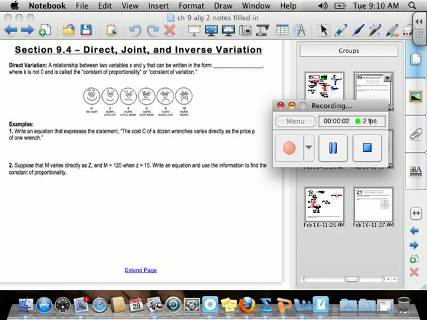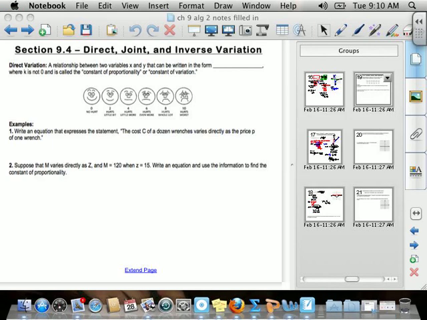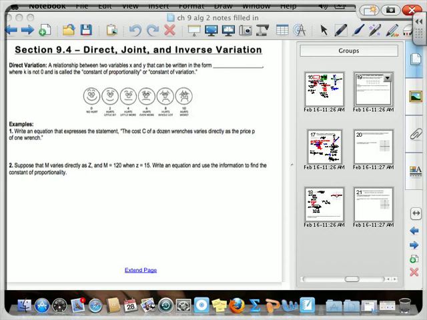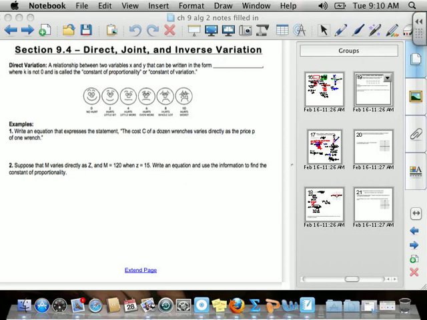All right, section 9.4 is on direct, joint, and inverse variation. So direct variation is a relationship between two variables, x and y, that can be written in the form y equals k times x.